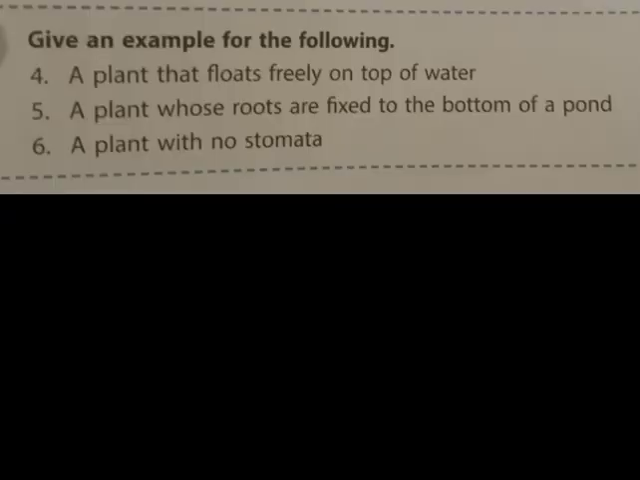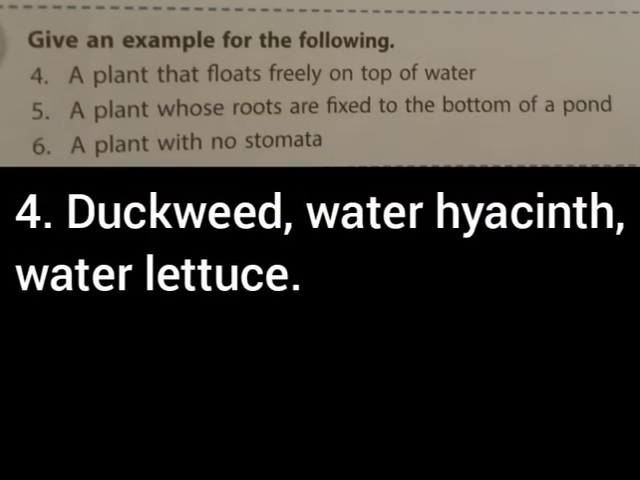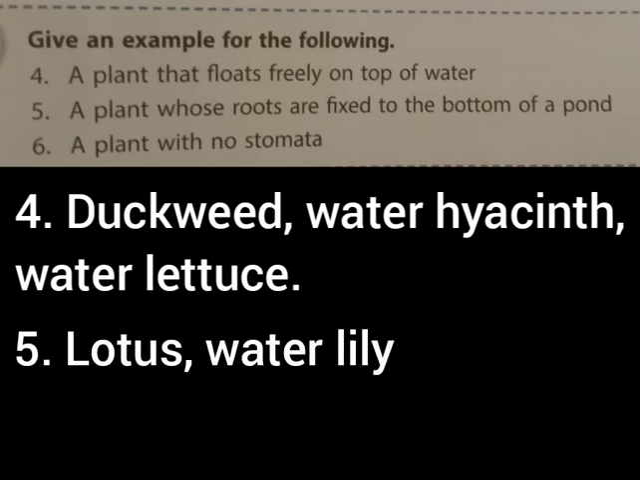In your textbook, page number 74, there are 3 questions. Give an example for the following. First one, a plant that floats freely on the top of water. What is the answer? We studied 3 examples. Yes, duckweed, water hyacinth and water lettuce. You can write any one there. Second question, a plant whose roots are fixed to the bottom of a pond. They are called fixed plants. We studied 2 examples. Which are they? Yes, lotus and water lily.